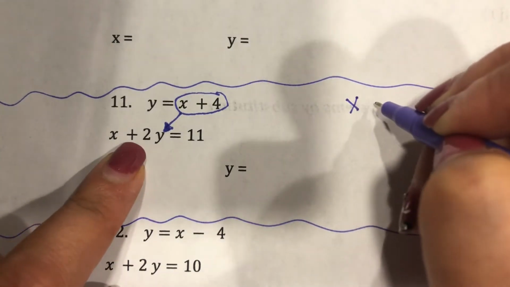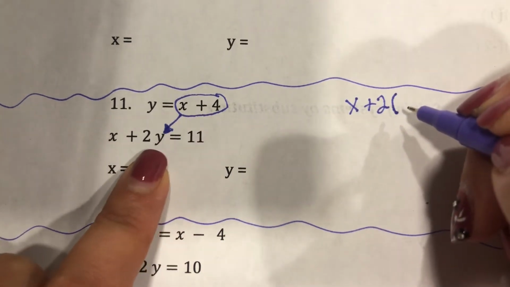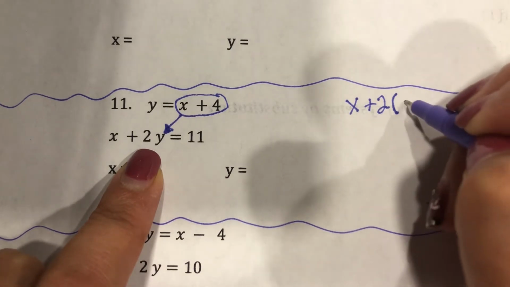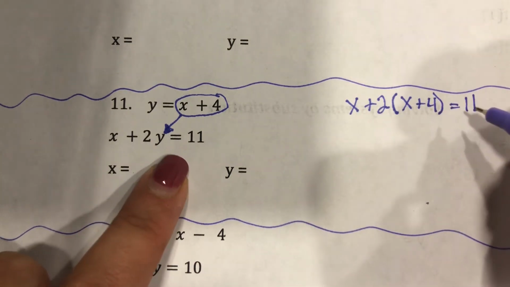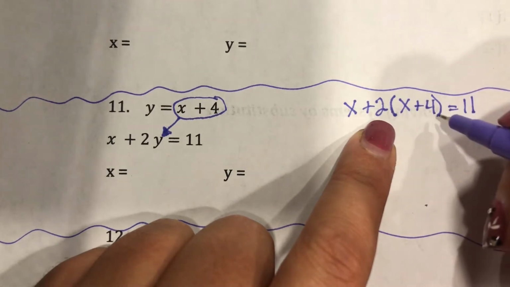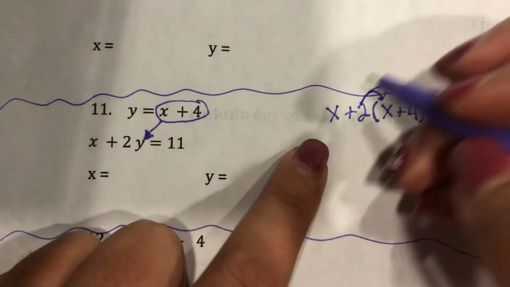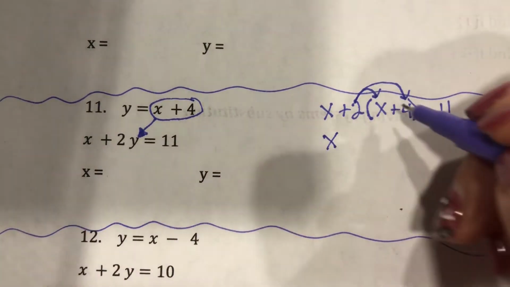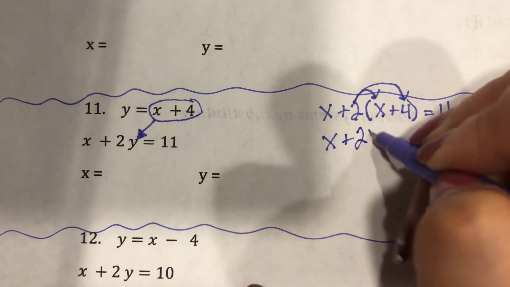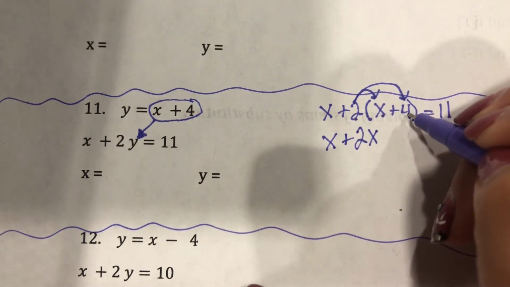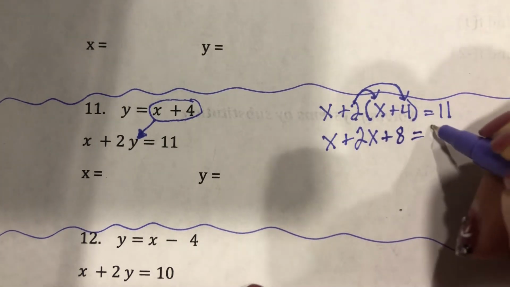So we have an x plus 2. I'm going to put parentheses because I'm going to have to put in this whole piece, and all of it's going to be multiplied by 2. So x plus 4 equals 11. So again, since we have 2 with parentheses, we're going to have to distribute. So I'm going to distribute this, and then I'm going to distribute that. Nothing's happening to my x, so the x stays, plus, because it's a plus sign, 2 times x gives me a 2x. 2 times a positive 4 gives me a positive 8 equals 11.